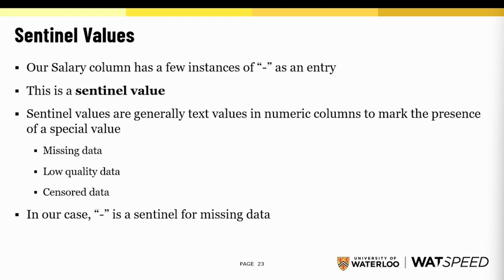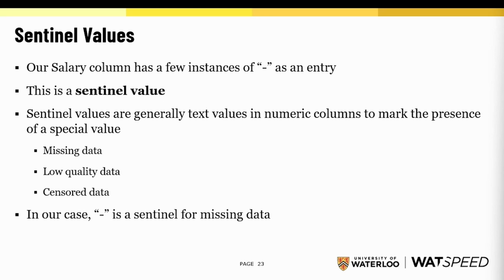We may use sentinel values to indicate that we have low quality data. We may use sentinel values to indicate that we have censored data. For example, if we're reporting crime data and we don't want to individually identify anyone in particular, we can use a sentinel to say there were crimes committed, but there weren't enough to aggregate. In our case, we're going to use dash as a sentinel to indicate missing data.